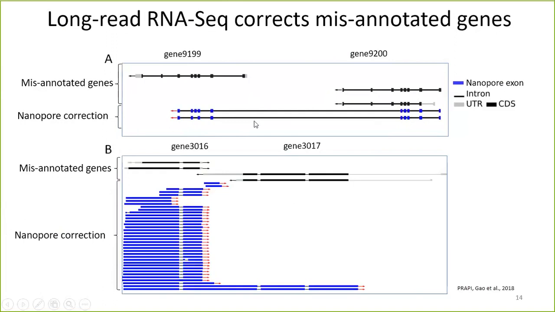And another interesting example is right here, gene 3016 and gene 3017. You can see that, again, these are called as separate genes. Actually, gene 3017 is annotated as going in the opposite direction of gene 3016. But you can see that we have nanopore reads that match these splice junctions and basically show that not only is gene 3017 misannotated, but also the direction is wrong. So we think the direction should be corrected. So basically, in total, we have about 63 of these genes that we think we can correct using the nanopore reads. We use a tool called PRAPI to identify these genes.